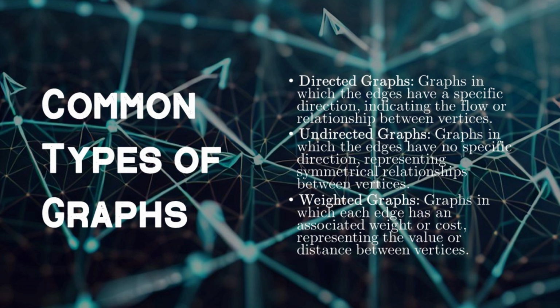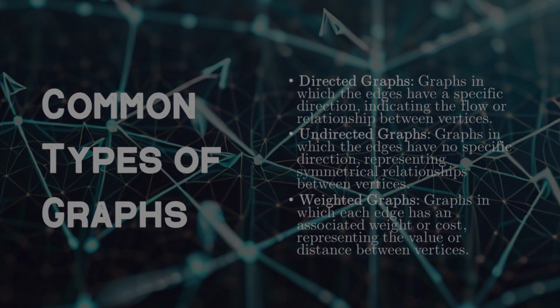Common types of graphs. There are several common types of graphs, including directed graphs, undirected graphs, and weighted graphs. Directed graphs have edges with a specific direction, representing one-way relationships. Undirected graphs have edges without any direction, indicating symmetrical relationships. Weighted graphs have edges with associated weights or costs, representing the strength or distance between vertices.